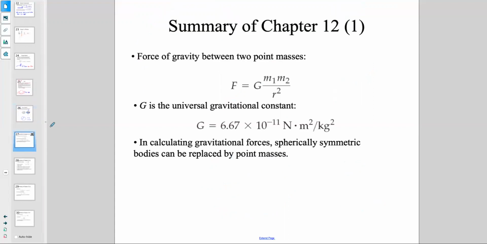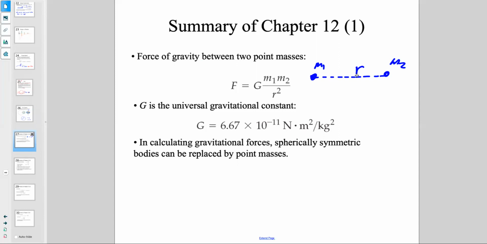So, summary of chapter 12. Force of gravity between 2 points is F equals the universal gravitational constant G times M1 M2 over R squared, okay? So that's M1, and that is M2, and that is the distance, and that's the gravitational force that they apply to one another. This G is the universal gravitational constant, 6.67 times 10 to the negative 11.